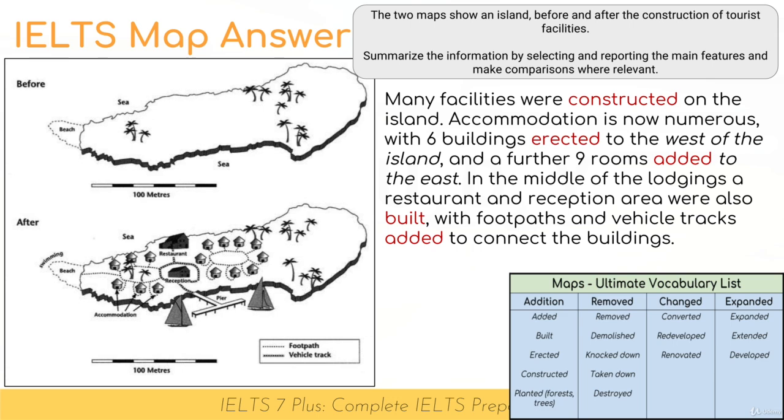Many facilities were constructed on the island. Accommodation is now numerous, with 6 buildings erected to the west of the island and a further 9 rooms added to the east. In the middle of the lodgings, a restaurant and reception area were also built, with footpaths and vehicle tracks added to connect the buildings.